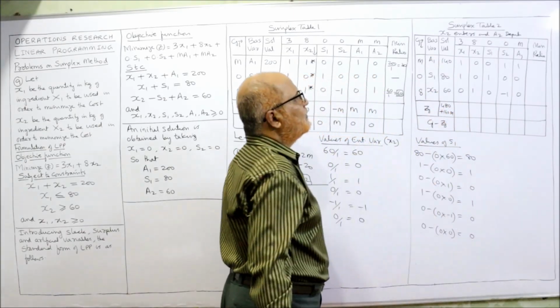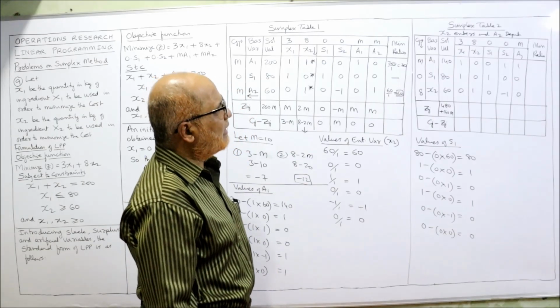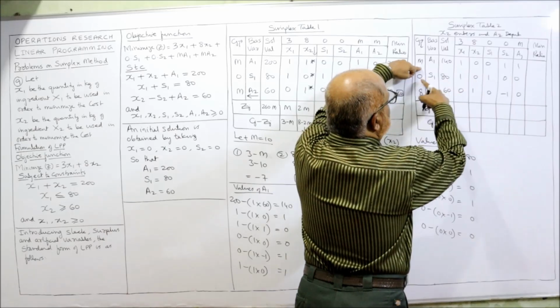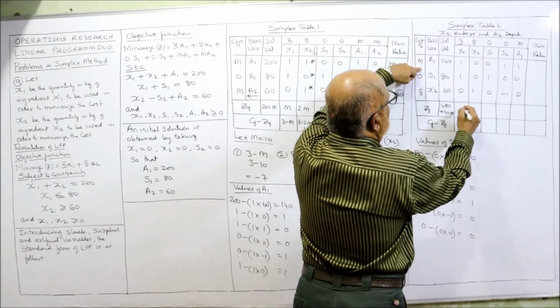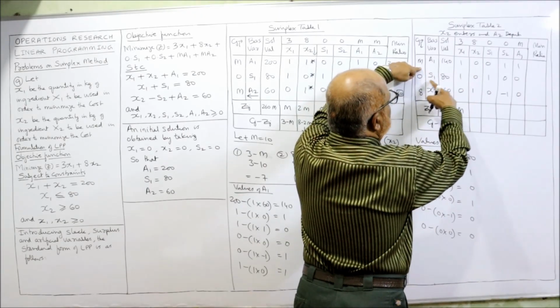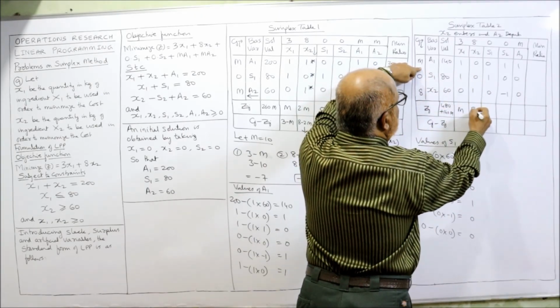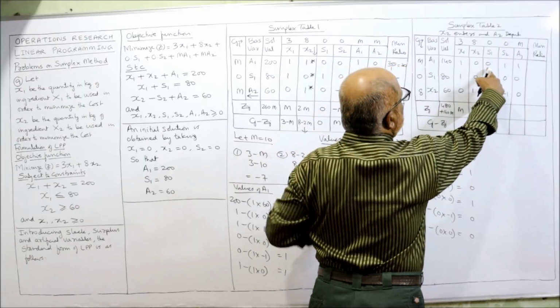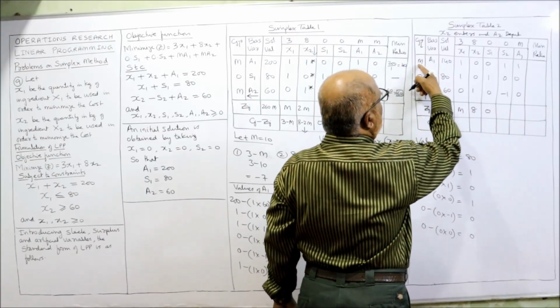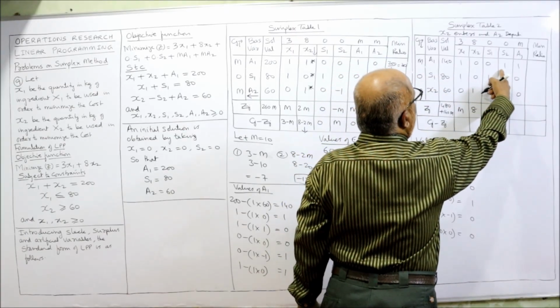140M. This is the value of Z solution value. Now ZJ value. So M into 1 is M. 0 into 1 is 0. 8 into 0 is 0. So M remains. Right? Then M into 0, 0. 0 into 0, 0. 8 into 1 is 8. Here M into 0, 0. 0 into 1, 0. 8 into 0 is 0. M into 1 is M.